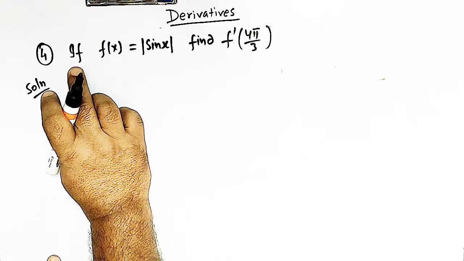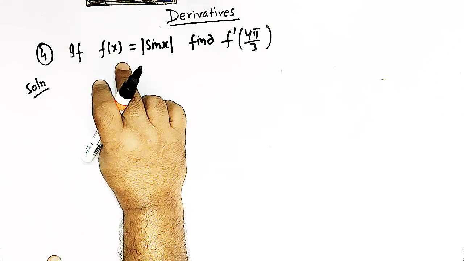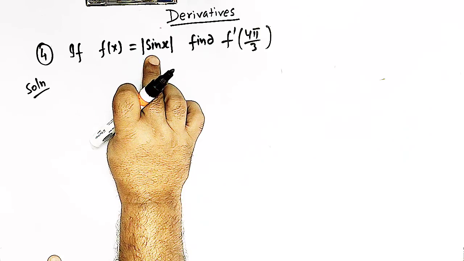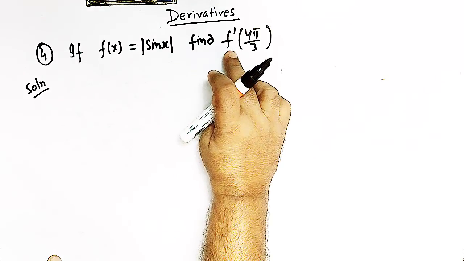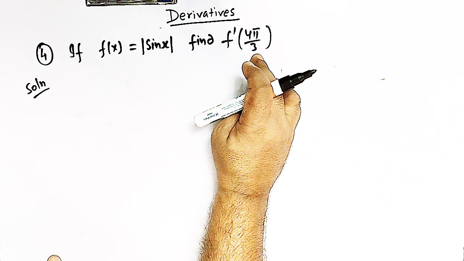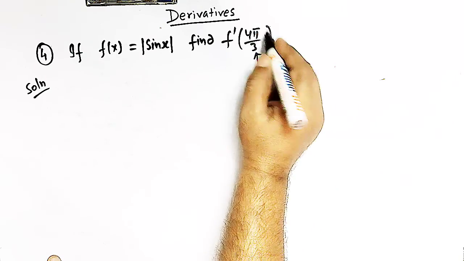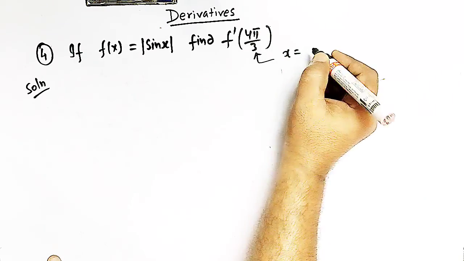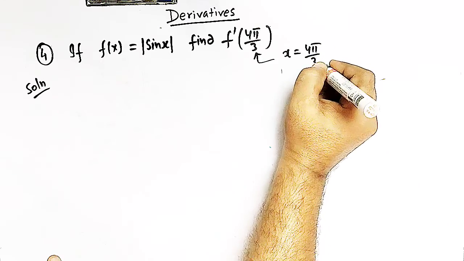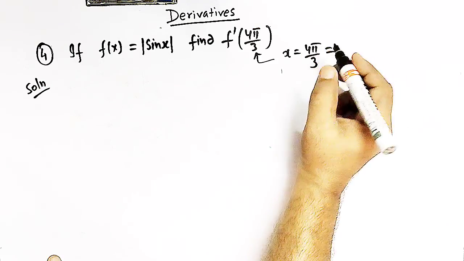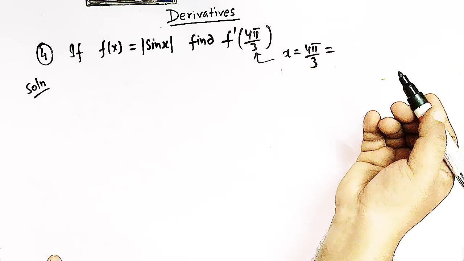So now let us consider this problem. Here we have f of x is equal to mod of sine x, and we have to find f prime of 4 pi by 3, right? So let us first see this value, that is x is equal to 4 pi by 3. So let us convert this angle into degrees.